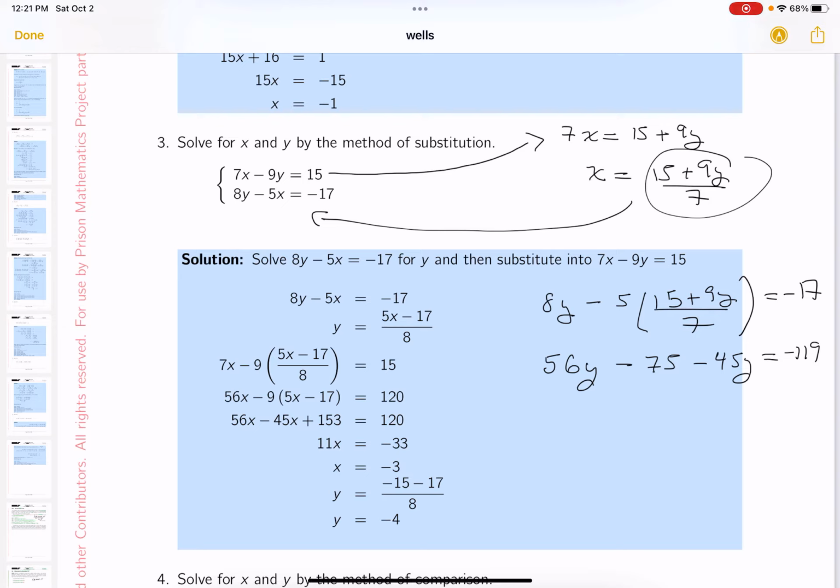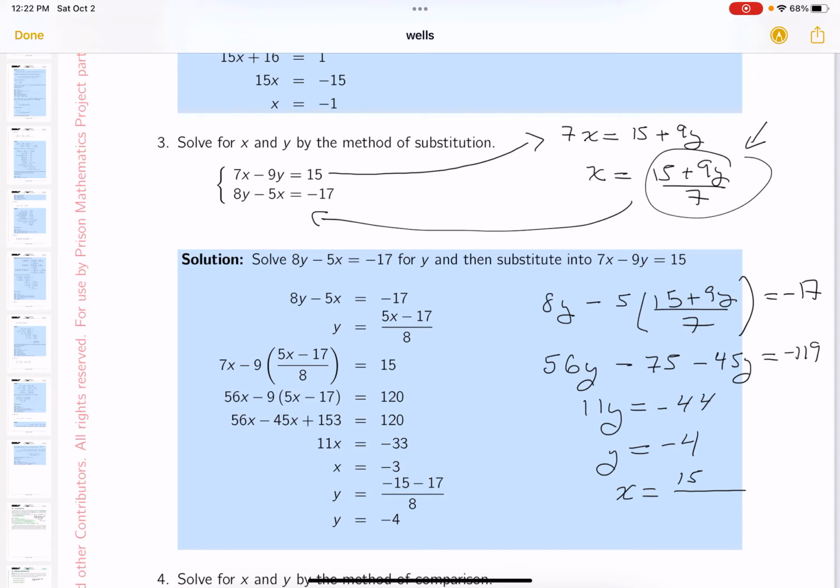So let's see, 56 minus 45, that's going to be 11y. And I'm going to add 75 to both sides. I get 25, 35, 44. Minus 44. Well, what's y? Y would have to be minus 4. All right? Now, what's nice about this, if you know y, you know x. And why is that? It's right over here. Let me write that down for you. That would be 15. We'll check it too, don't worry.